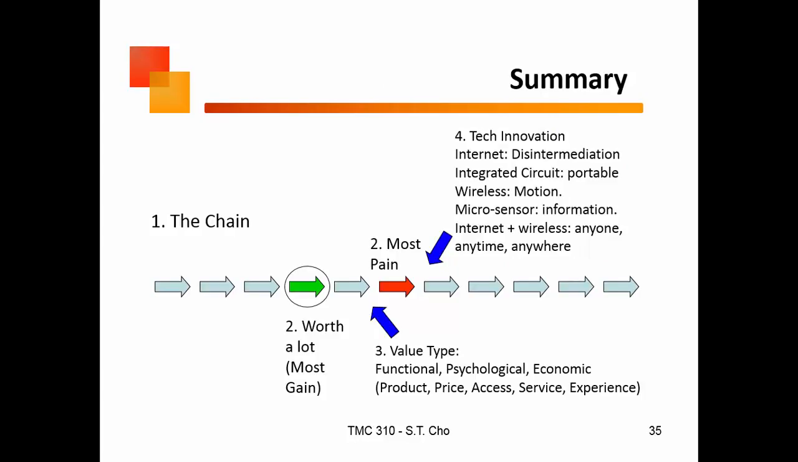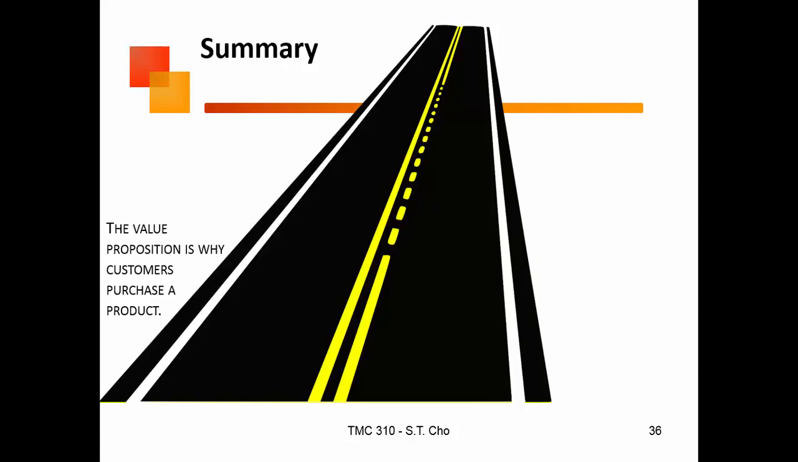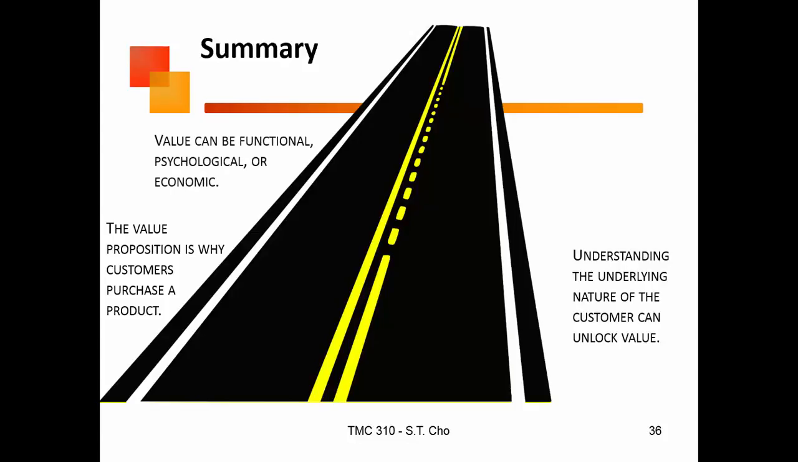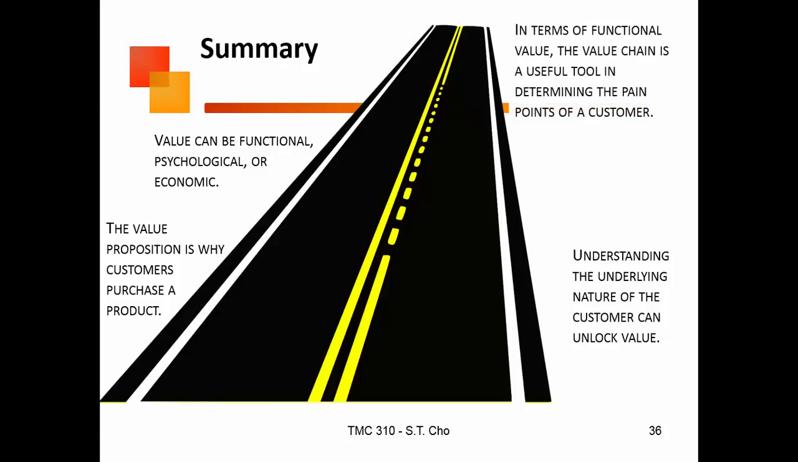So this summarizes the things that you look at when you map out a value chain and where the opportunities exist for you. And so what we cover today is the value proposition, why we actually buy something, looking at the underlying nature of a product, because there could be more than one value, and that's what you could take advantage of selling. Those values are functional, psychological, or economic. And we found that the value chain, by mapping out what a customer does, it gives you an opportunity to find opportunity.